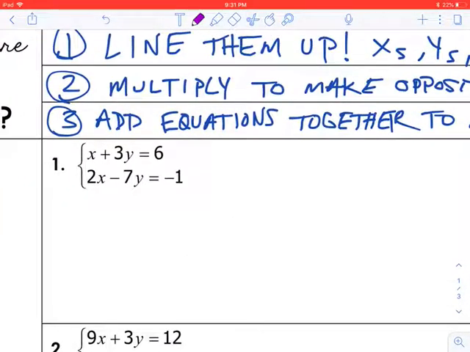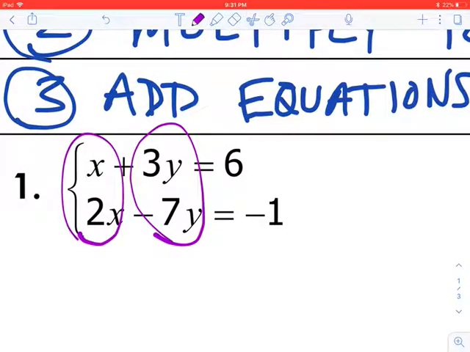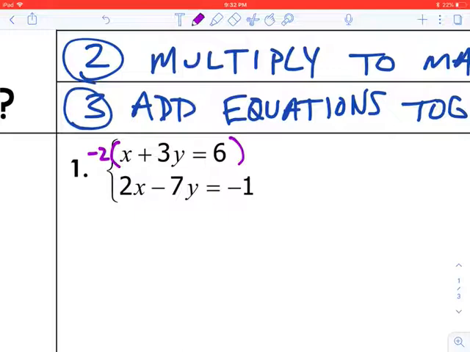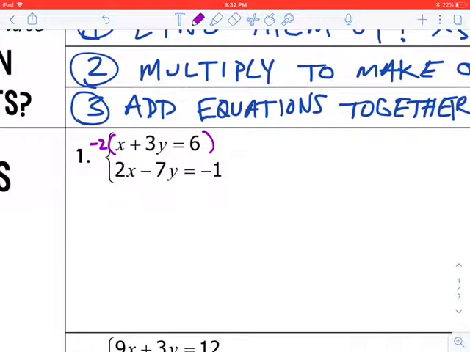So as I look at these, I'm trying to get rid of either x or y. So I'm thinking about what could I multiply? Well, 3 doesn't go into 7, so I'm not going to be doing that. Okay, so instead, x and 2x, I can multiply this one by -2 so that I get -2x and +2x. Okay. So when I do that, I'm going to rewrite the top one. I got to multiply that by the whole thing.